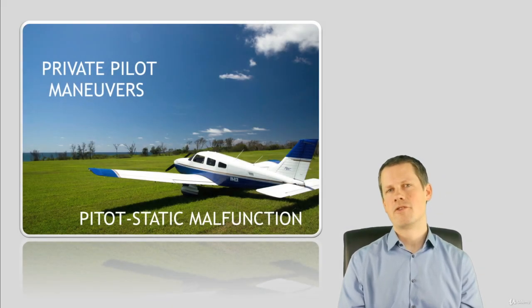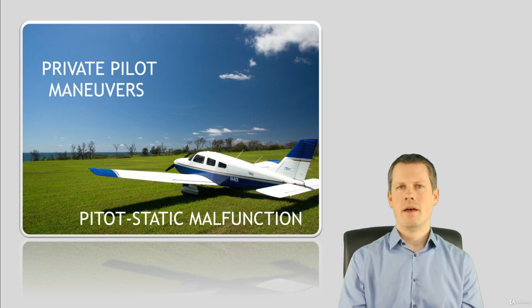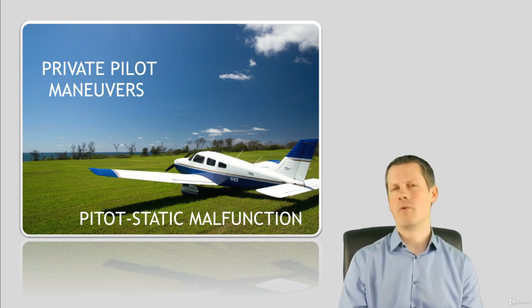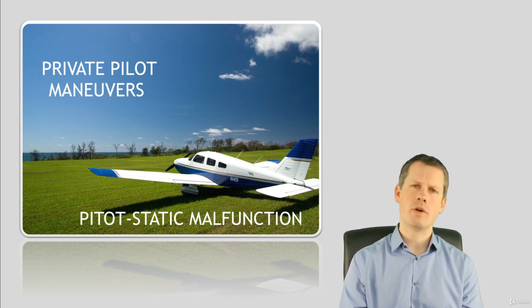Let's discuss another abnormal situation today, and that's a malfunction in the Pitot-Static system. Now, malfunctions in the Pitot-Static system can affect the altimeter, the vertical speed indicator, and also, of course, the airspeed indicator. Reasons for such failures are often that the pitot probe or the static ports are blocked.